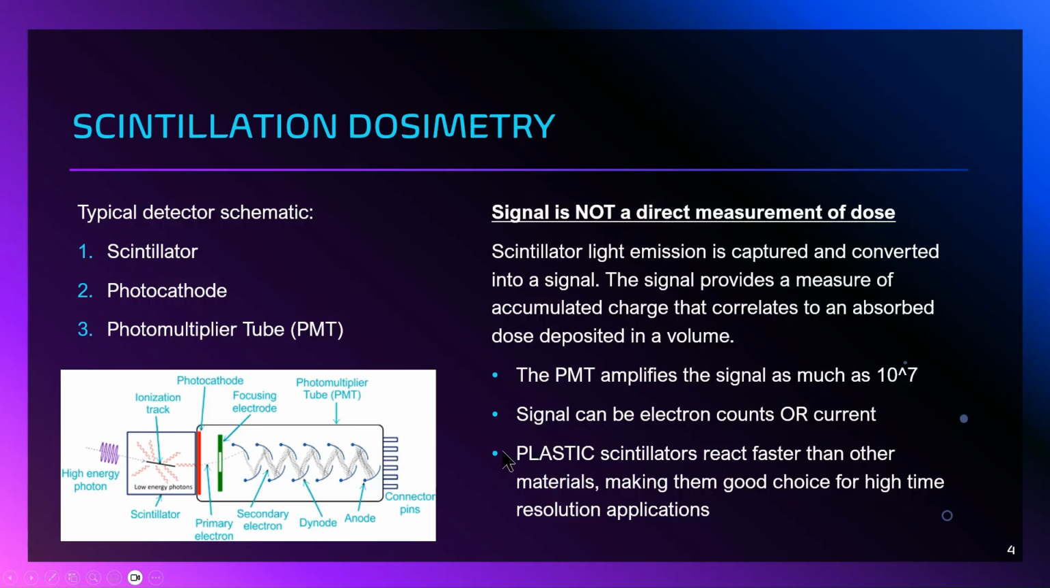So let's talk about scintillation dosimetry. Because the scintillators emit light in a very predictable way based on the properties of the material, each material having its own kind of response rate and emission spectra, that light can be captured and converted into an electrical signal that we can record and measure. And the signal of the detectors is not a direct measure of dose, as we'll talk about a little bit more.